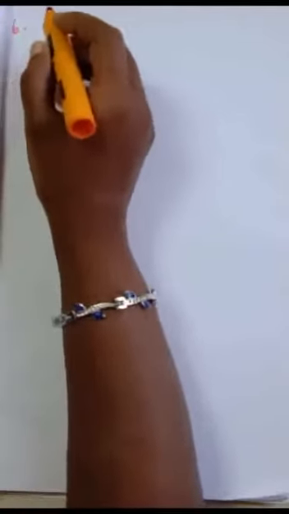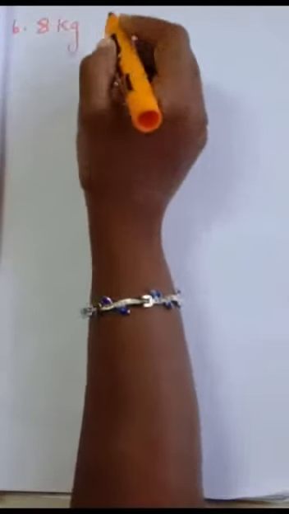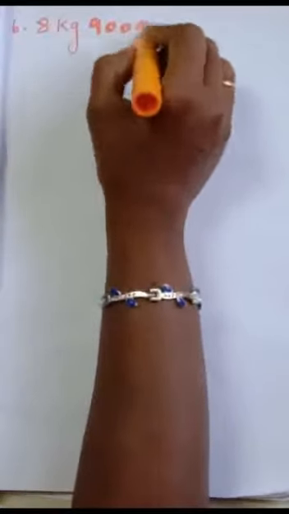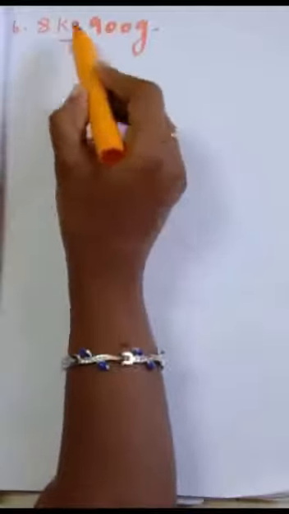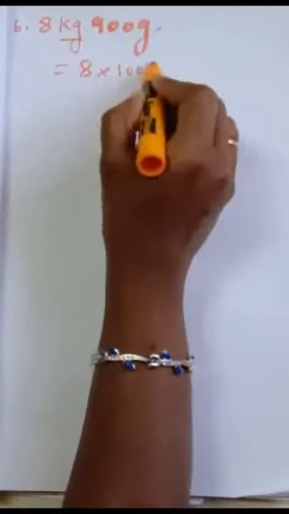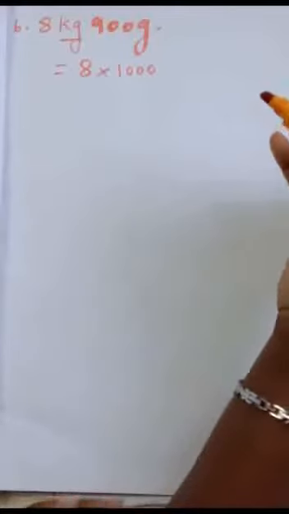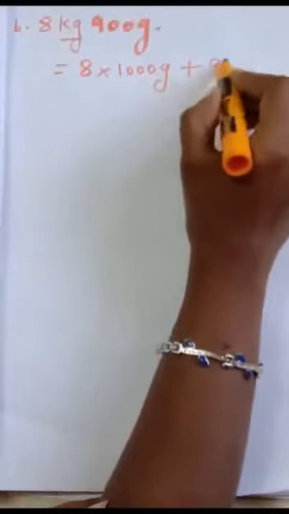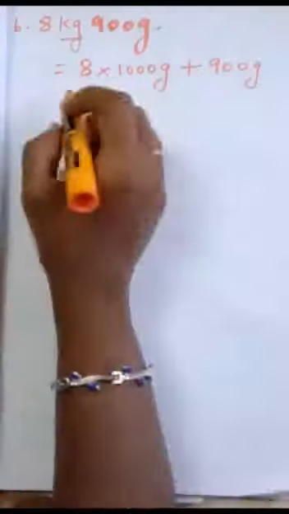Okay. Again, one more sum I'm giving for clearance. Okay. Fine. 8 kg, 900 gram. Clear? This kg you have to convert into what? Gram. Right? Fine. 8 into, what is the procedure? 8 into 1000. I hope you are telling, you also started to tell the answer with me, right? Yes. 8 into 1000 gram plus 900 gram. Right? This is our first procedure.